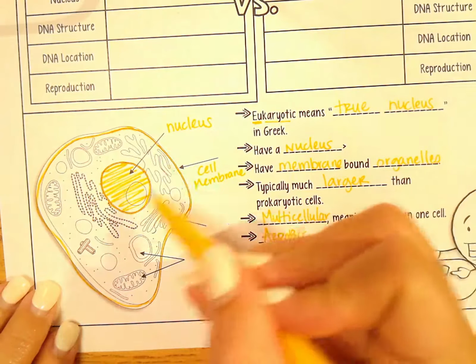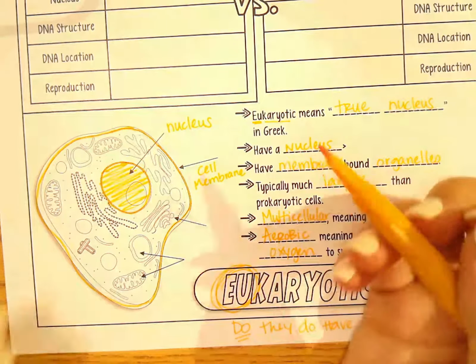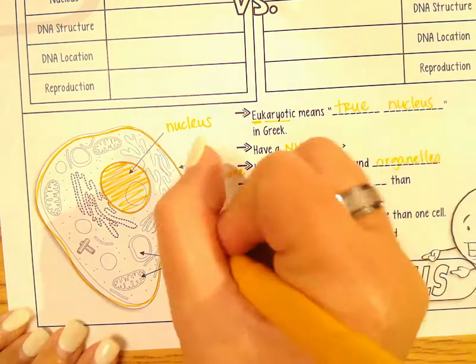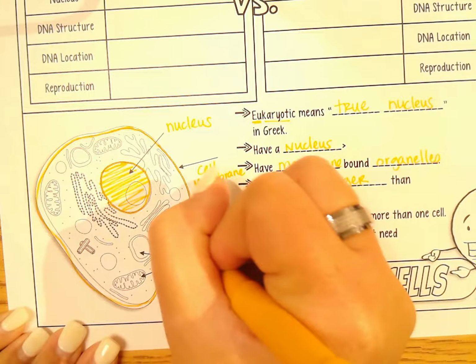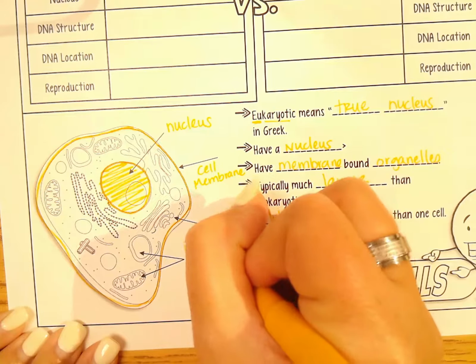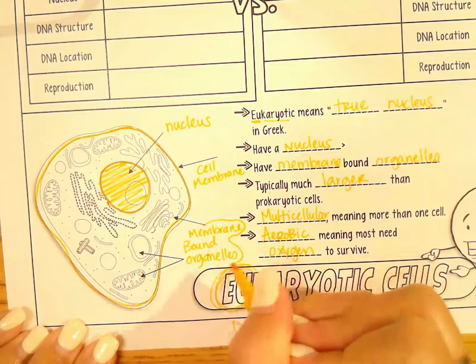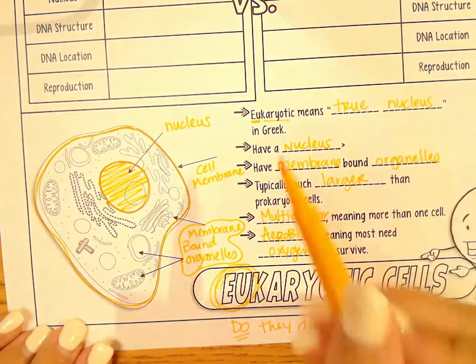Now, we've got our nucleus, we've got our cell membrane, and then we've got all these, what do we call them? Membrane-bound organelles. Remember, organelles just means little organs. These are the little organs of the cell. Okay?